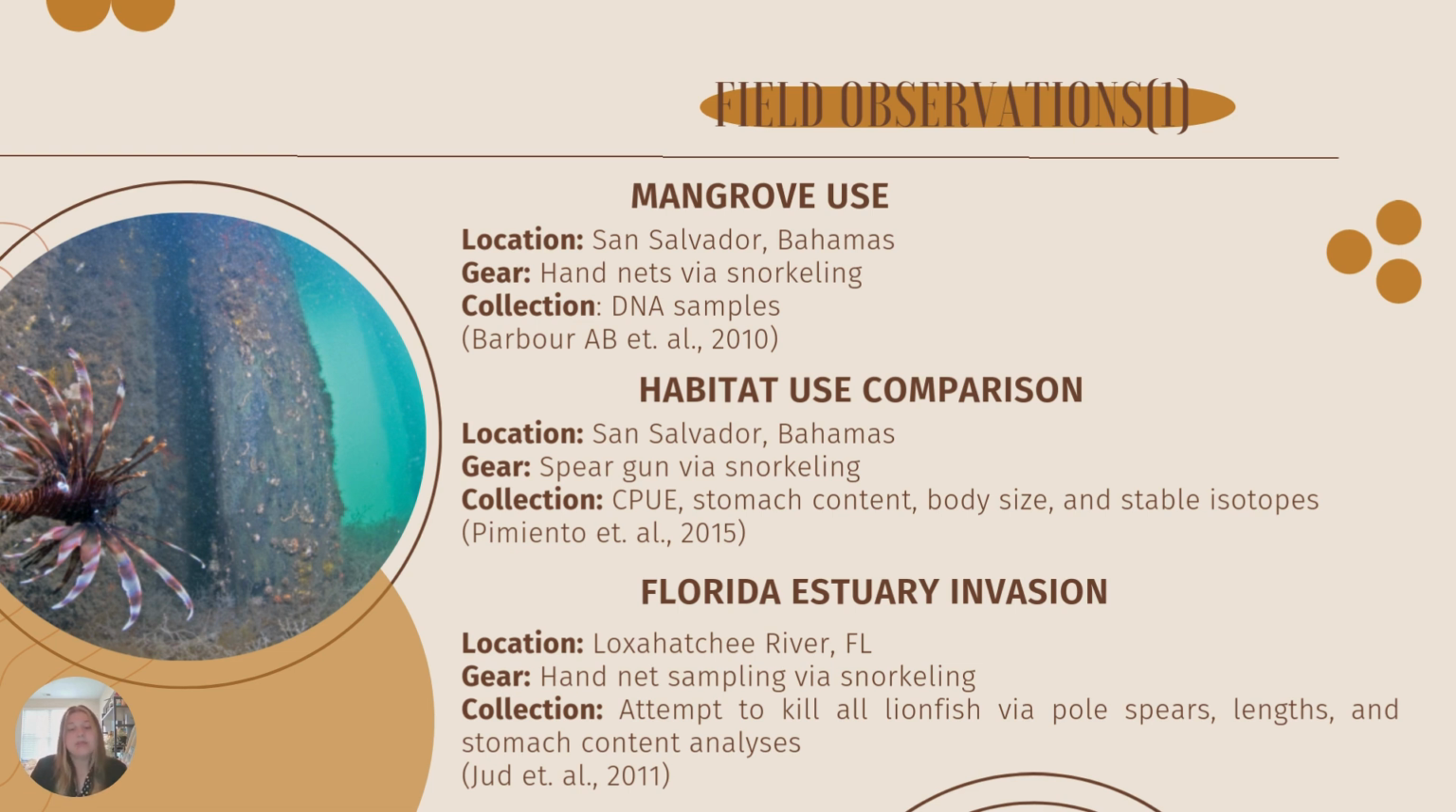A third was the Florida estuary invasion in a river in Florida, and they used hand net sampling while snorkeling to observe where the lionfish were. And then there was an attempt to kill all lionfish via pole spears, and they measured length and did stomach content analysis to see what they were eating in the estuary.